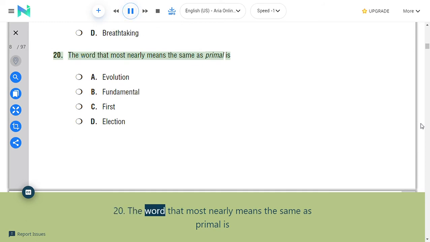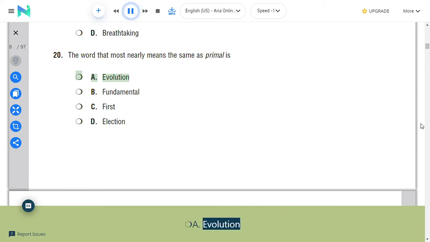20. The word that most nearly means the same as primal is. A. Evolution. B. Fundamental. C. First. D. Election.